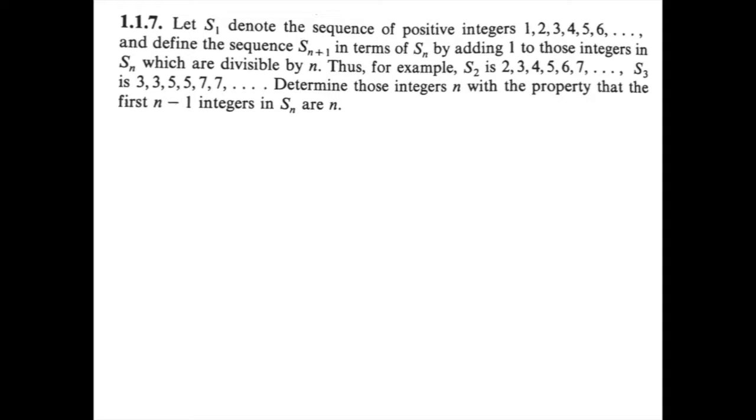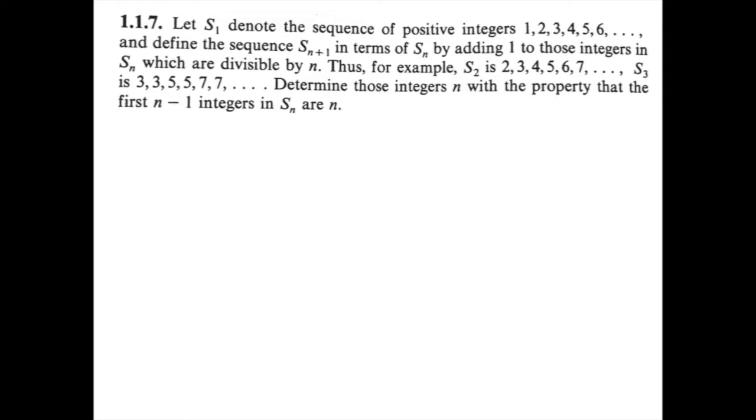I will say that it's really important to make sure we understand how to develop these sequences in this question. Otherwise, we won't be able to figure it out. So let's start out by reading it closely. So we're given S1. Let S1 denote the sequence of positive integers, 1, 2, 3, 4, 5, dot, dot, dot, and define the sequence S(n+1) in terms of Sn by adding 1 to those integers in Sn which are divisible by n.